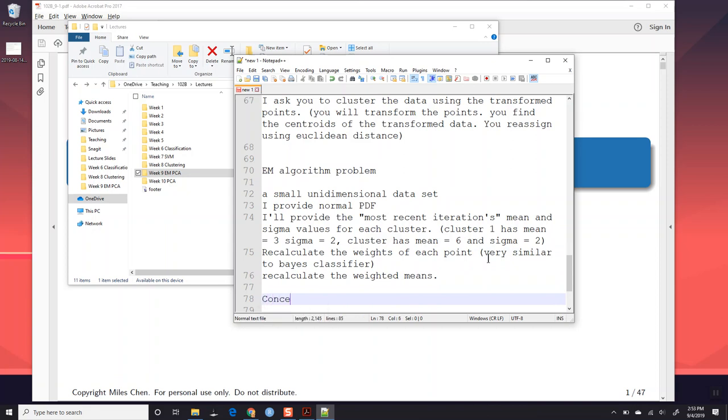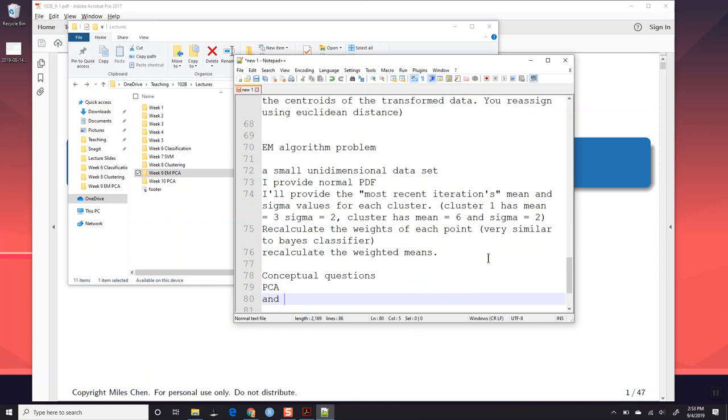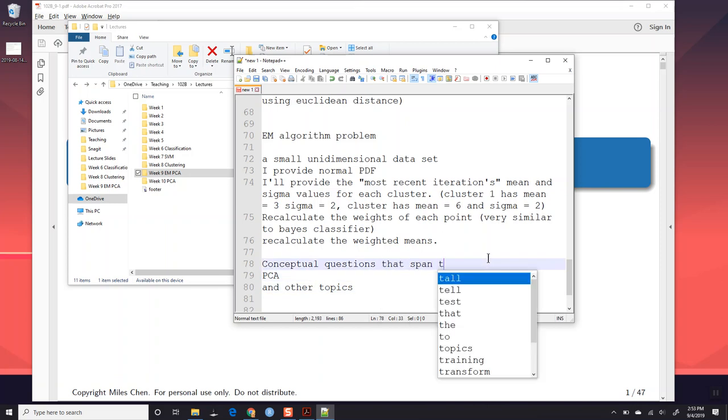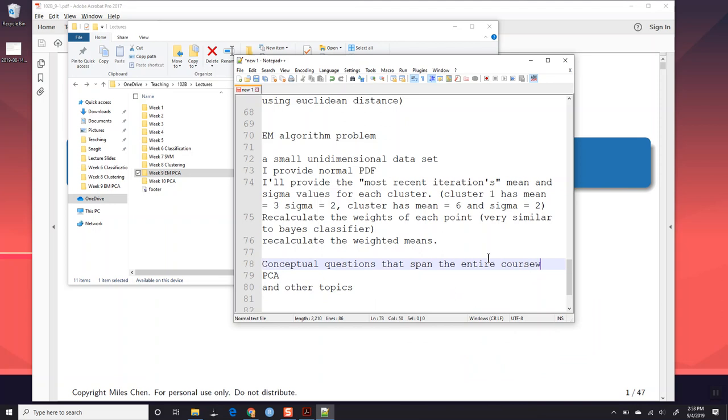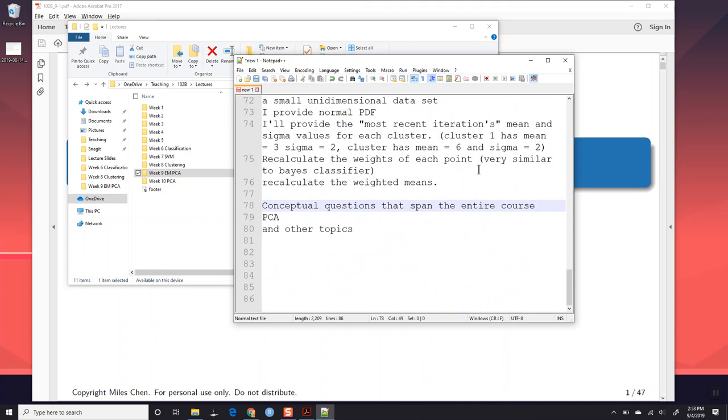And then of course, our favorite conceptual questions. One of them will be PCA, okay? And other topics. The conceptual questions will involve pre-midterm stuff too. So we'll say conceptual questions that span the entire course, all right? As far as all of this other stuff, this is all post-midterm. Okay, I'll flesh all of this out in greater detail, and I'll post that document up on CCLE.